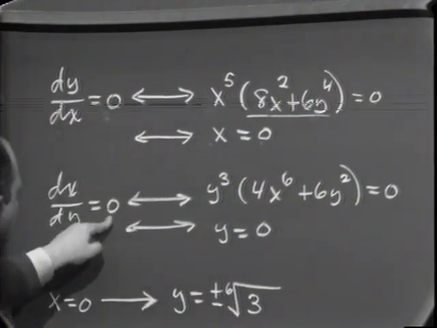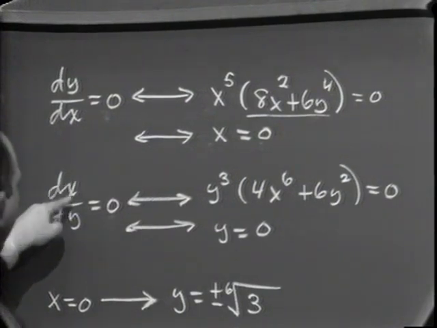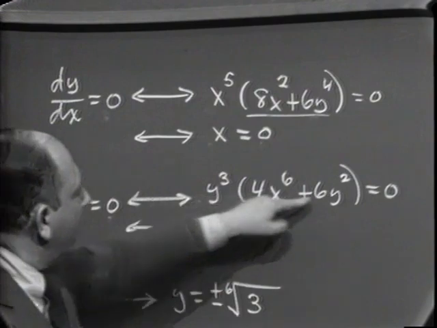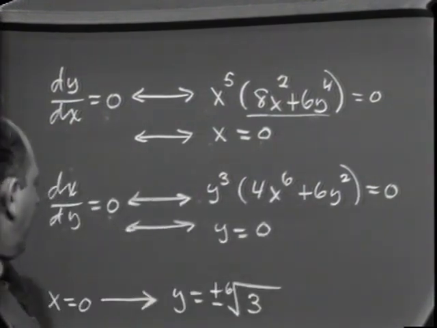Let's just check to see what's happening here. The denominator will be 0. In other words, when dx/dy is 0, that is 1 over dy/dx, only when this factor here is 0, and that occurs again only when y is 0.